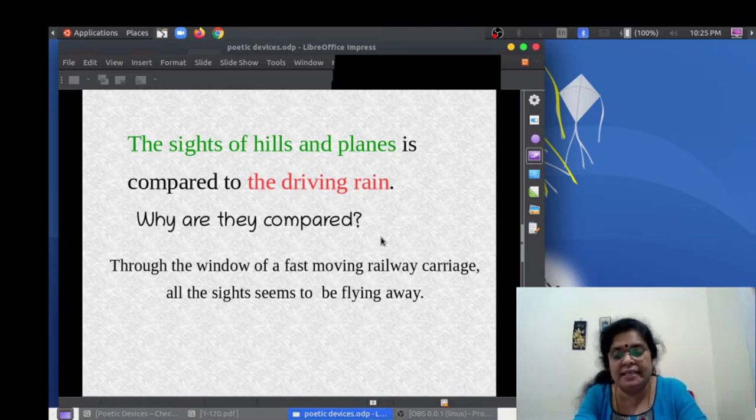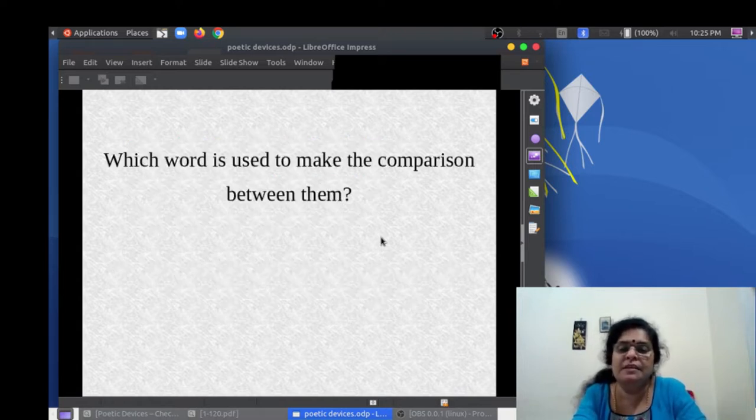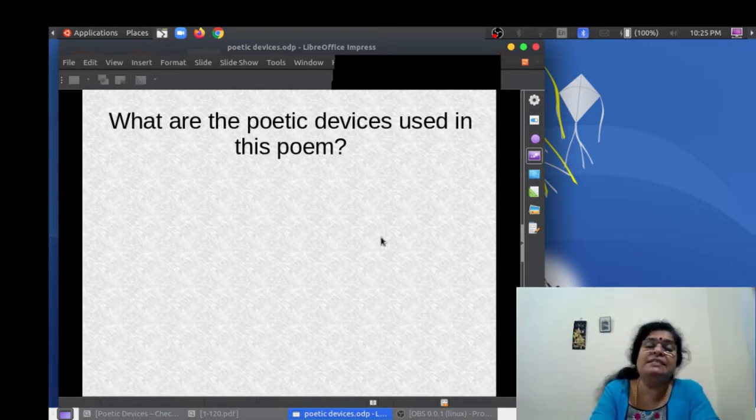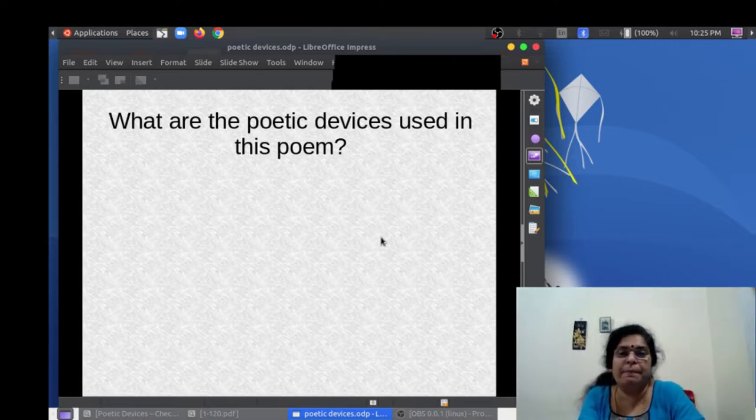That is the comparison here, okay? And which word is used to make the comparison between them? Yes, as. So, what are the poetic devices used in this poem? Let us ransack our memory and list them. What are the poetic devices used in this poem From a Railway Carriage? What are they? Can you tell me?